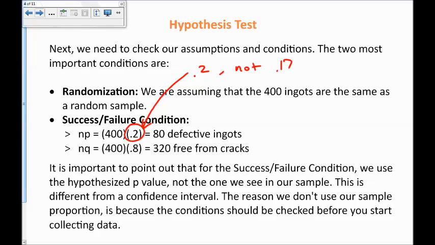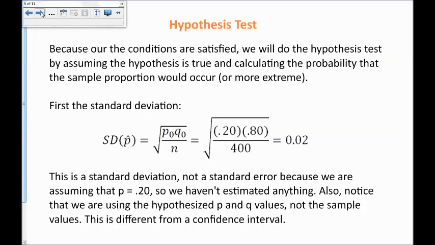Okay, so we expect to see in this casting of 400, 80 that are defective and 320 that are free from cracks. So we need to check, I should have written this in here, that both are bigger than or equal to 10. And both are larger than 10. Because these conditions are satisfied, we can do our hypothesis test. And the name of this hypothesis test, which I'll give you later, is a one proportion z-test.